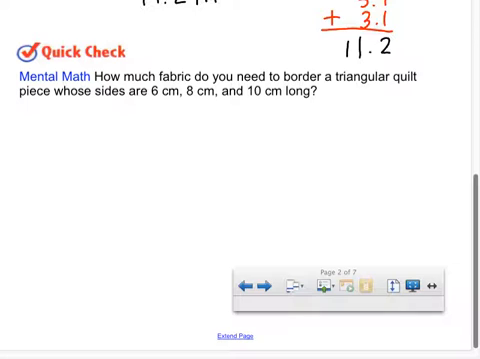Now I expect you guys to know this one. They don't give you a picture. I need you to read this to yourselves and quickly answer this to yourselves. Khadija, can you share the answer with the class? Well, first, can you read the question? Right. So Khadija's answer was 24. And how did you find 24?